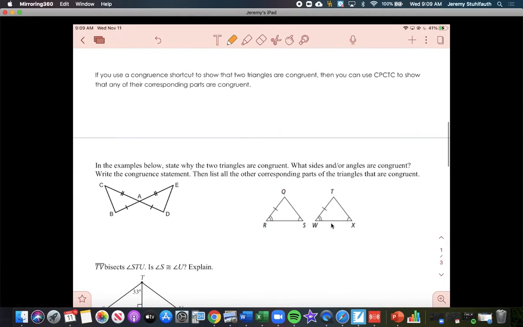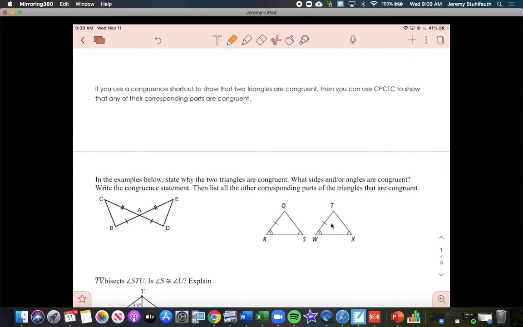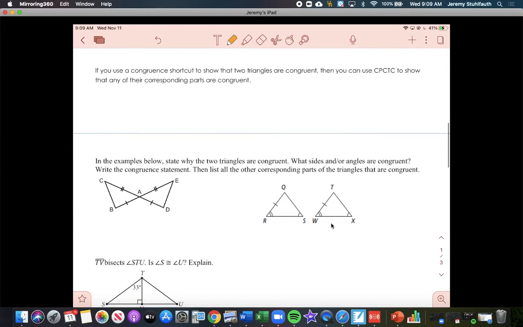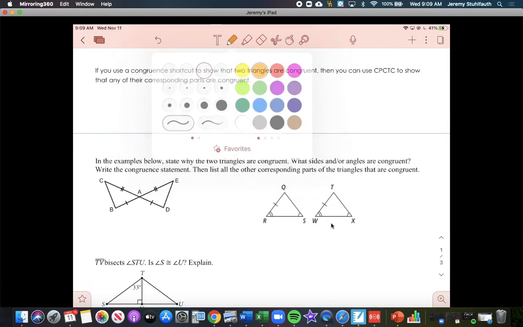So let's take a look at a few more examples. It says, in the examples below, state why the two triangles are congruent. What sides and or angles are congruent? Write the congruence statement. Then list all the corresponding parts of the triangles that are congruent. So let's take a look at this.